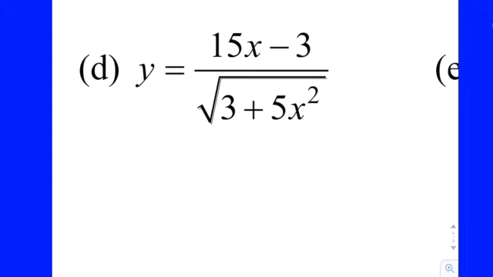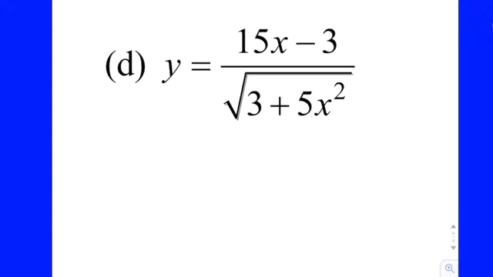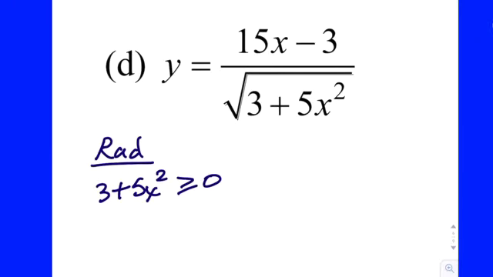So in the denominator, we do have a square root. So there is the possibility of having negatives underneath there. And we also have a variable in the denominator, so there is a possibility of division by 0, okay? So this would be kind of the double whammy, the 2 for 1. So if we do the analysis very quickly, let's look at the radicand. We get 3 plus 5x squared. We know that has to be greater than or equal to 0.